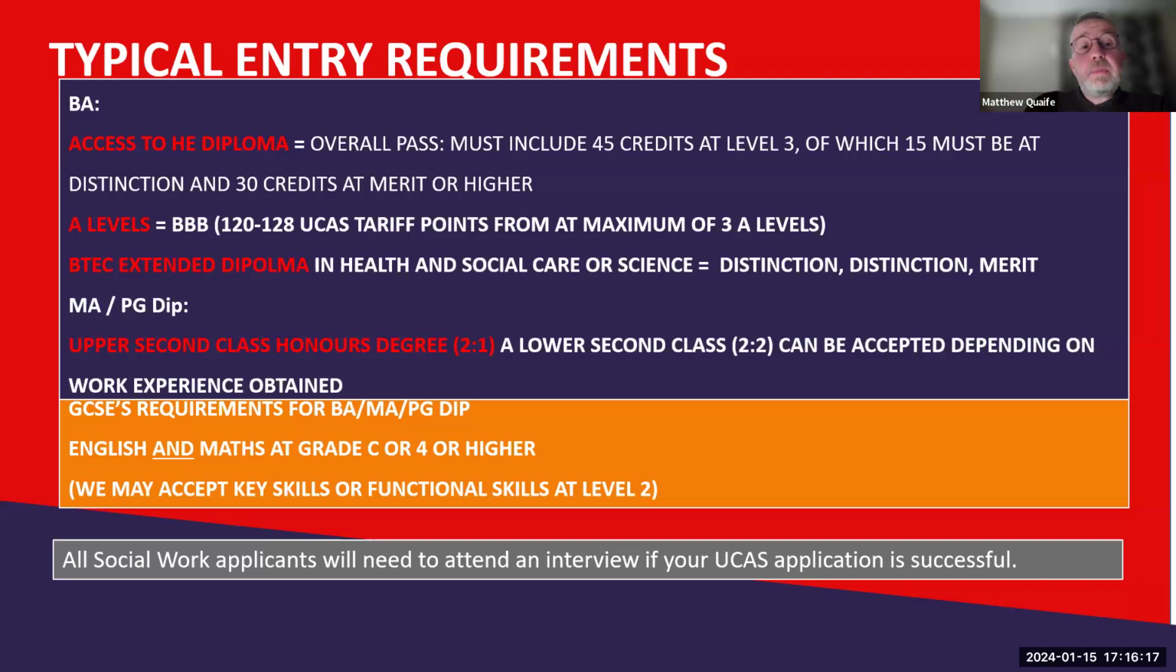Regardless if you're applying for BA, PG Dip or MA, you must have English and maths at level 2. So that means grade C GCSE or grade 4, 5, 6, 7, 8, 9. We also can consider functional skills maths and functional skills English at level 2. And that's a must. There isn't any negotiation on that.